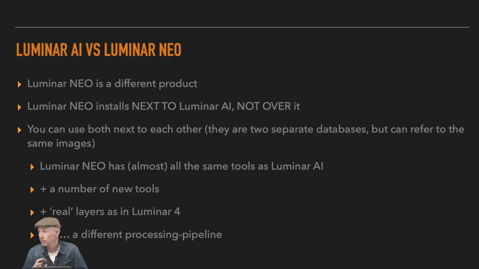Now, important is that Luminar Neo has almost all the tools that Luminar AI has. There's a couple missing, like Dodge and Burn for the moment isn't available, but there's a workaround. You can just use basically the raw develop tool for that. There are a number of new tools. There's also layers, or something that looks more like the layers we had in Luminar 4. And it definitely is better than the fake layers that we had in Luminar AI. And also important, there is a totally different processing pipeline.